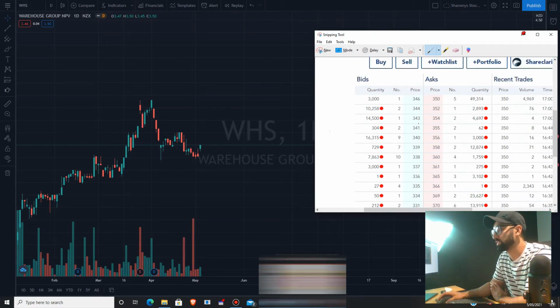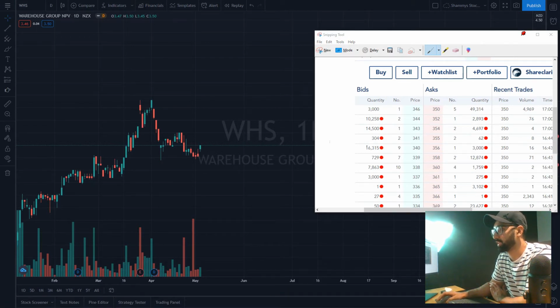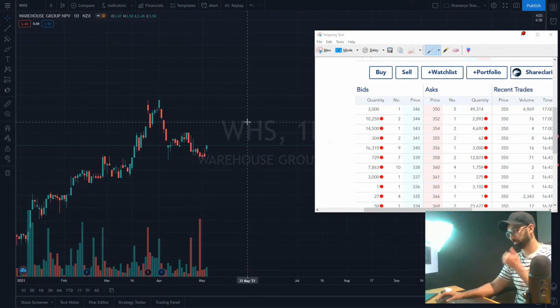So basically we can see the bid side, which is the buyer side, and we can see how many buyers are on this side and how many sellers are on the ask side. This is great because usually when there's more buyers on the bid side, it means there's a lot more people buying. It means that the stock usually has some room to continue higher. So here we're just going to map out a support level.